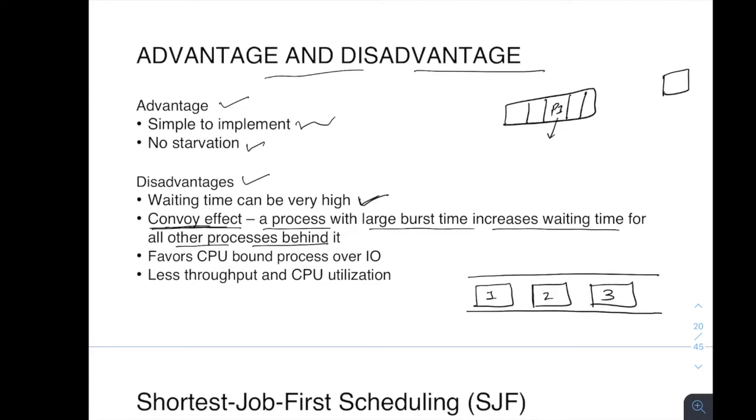Now you cannot overtake this, let's say. Vehicles 2 and 3 are dependent on the speed of vehicle 1. So if 1 is very slow, then 2 and 3 will always be slow, right? So that's what the convoy effect is.